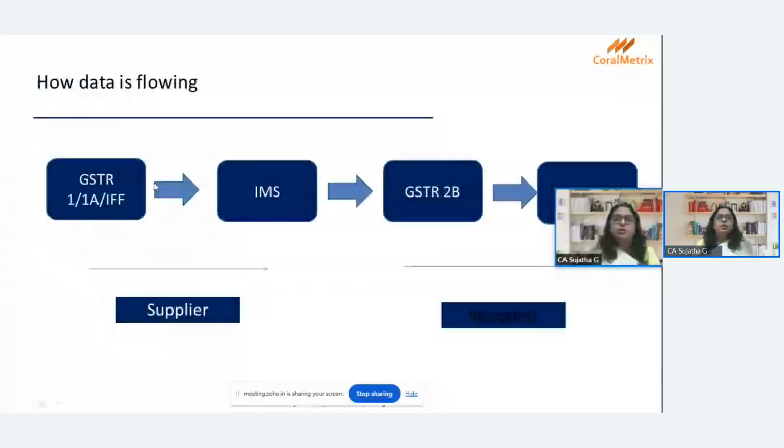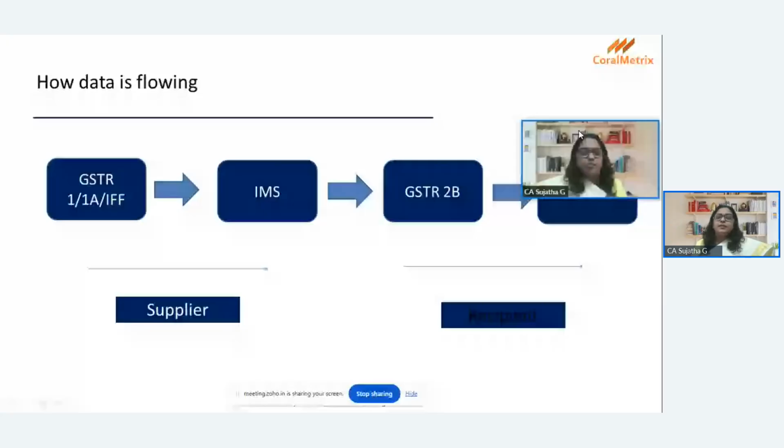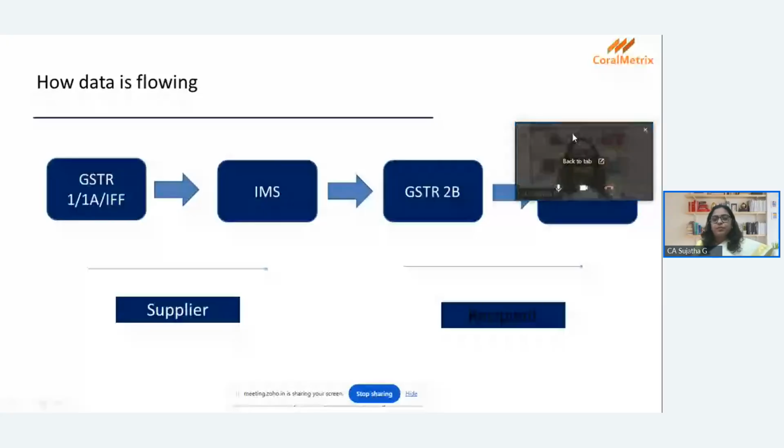Now, this is just a pictorial form of how the data is flowing. We know that once the GSTR1, or 1A, or IFF is filed, before that I'll just come to what is 1A, then it goes to IMS. IMS also we will learn in detail, and it goes to the recipient's GSTR2B. From GSTR2B, it goes to the GSTR3B of the recipient. This is how it gets captured.